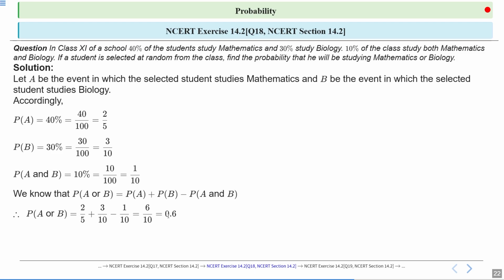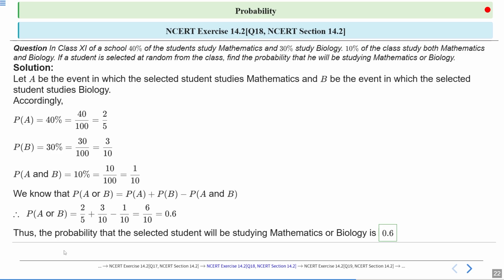Okay, and this means the probability that he will be studying mathematics or biology is 0.6. Okay, thus the probability that the selected student will be studying mathematics or biology is 0.6. Clear? So I hope it is clear to all of you. Now let us move to the next question.